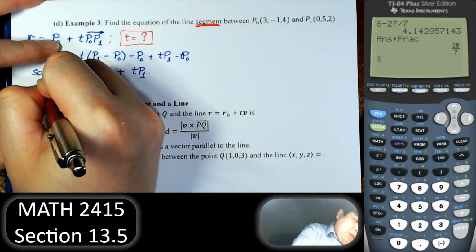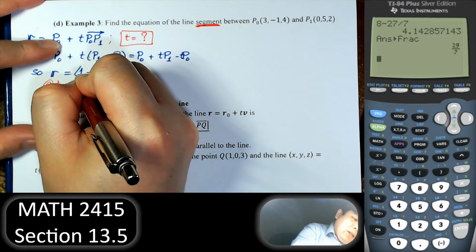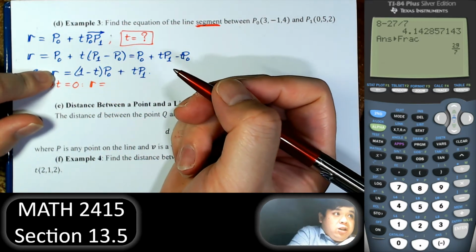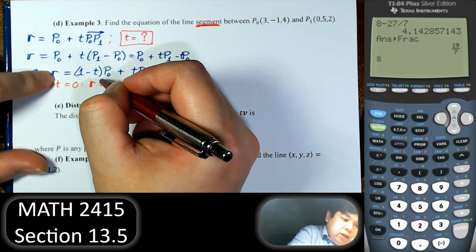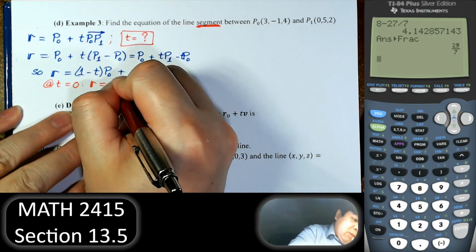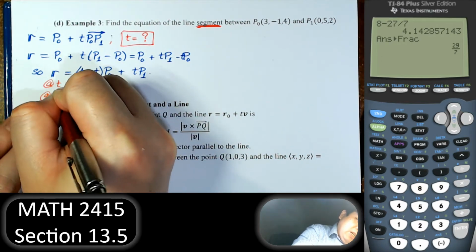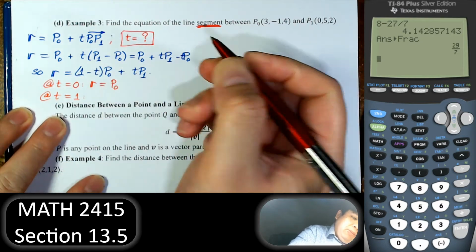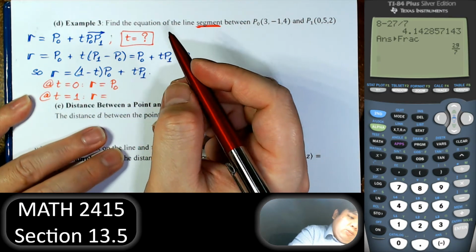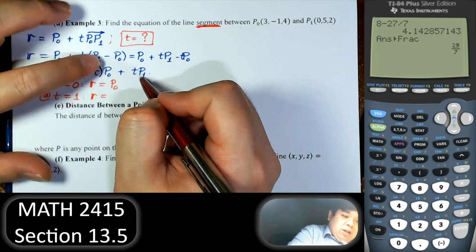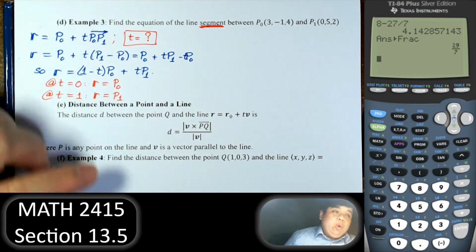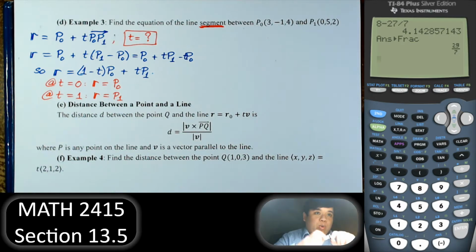So at T equal to 0, the equation gives 1 minus 0, so we just have P naught. At T equal to 1, we have R equal to 1 minus 1 is 0, and 1 times anything is itself. Right. So at 0 and 1 we have the endpoints.